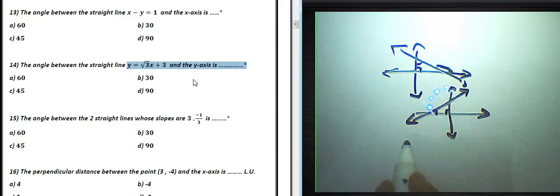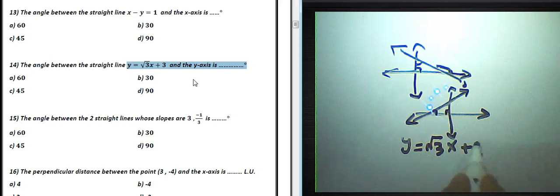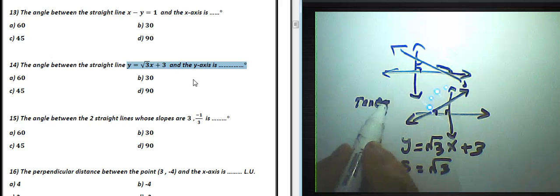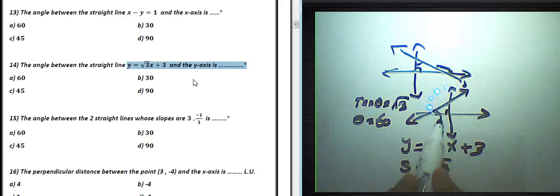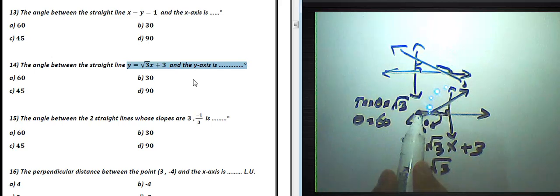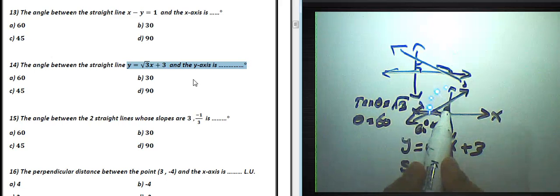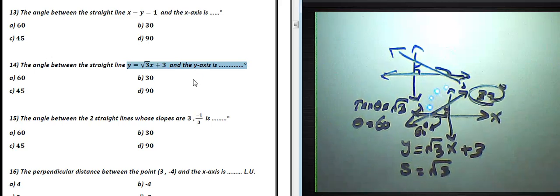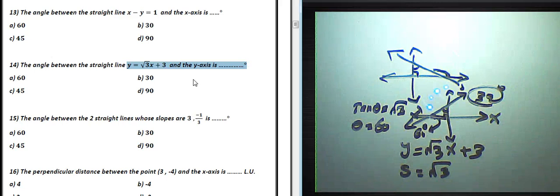Okay, look at here. He gives us y equals root 3 x plus 3. Then you can find the slope. It will be root 3, the coefficient of x. Then you can write tan theta equals root 3, then theta will be 60. So the straight line makes this angle with x dash. So the angle will be 30 degrees about y dash. So you must choose 30 degrees because he asked you about the angle between the straight line and the y-axis.